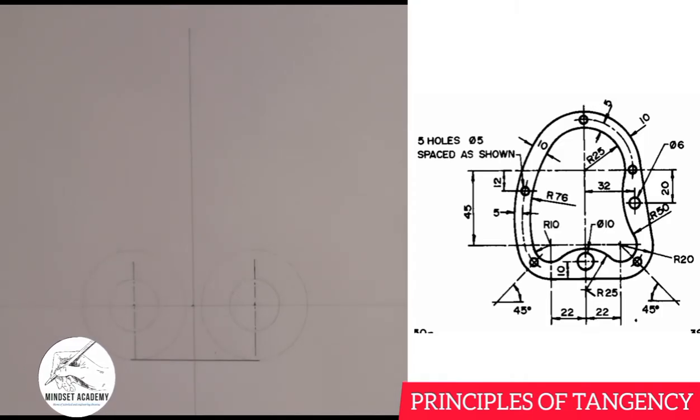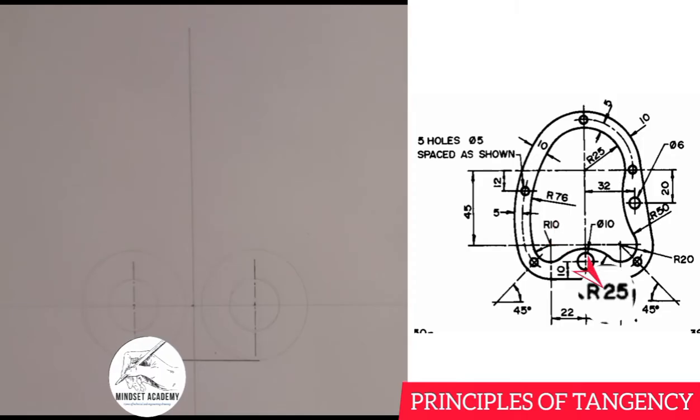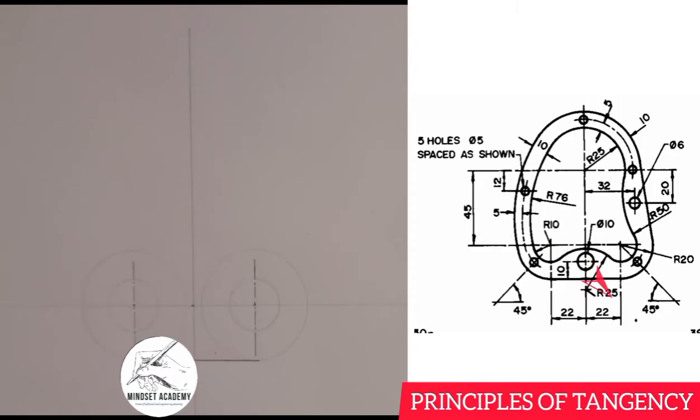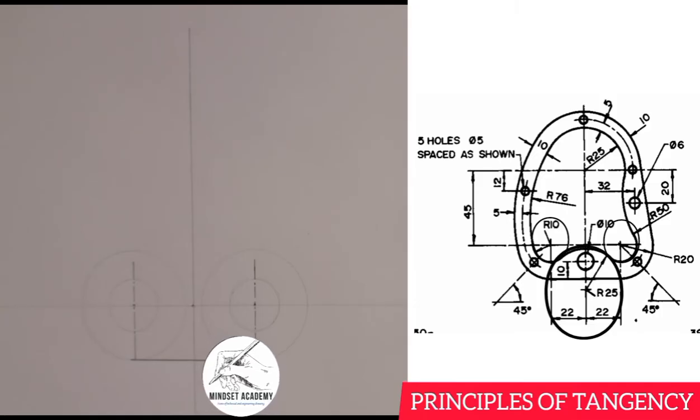If you look at it closely again, there is a big arc here. This arc has a radius of 25 and is connecting the two smaller circles inside here. If I should complete it, the two circles are outside this bigger circle, this bigger arc here.